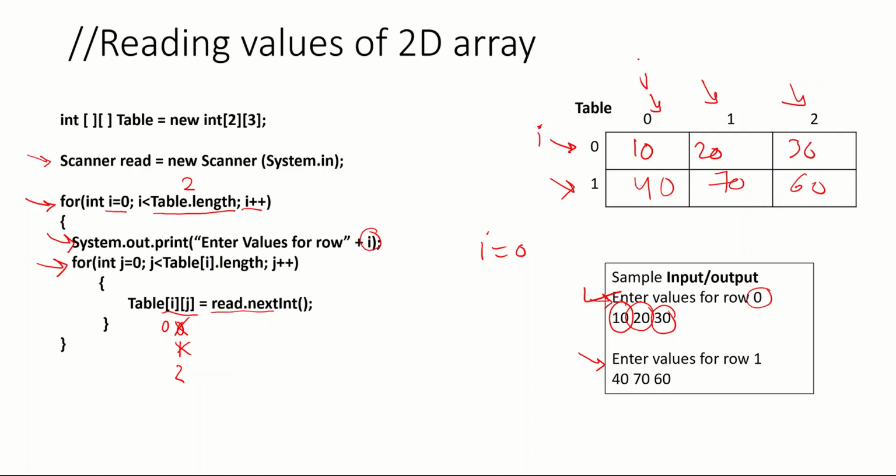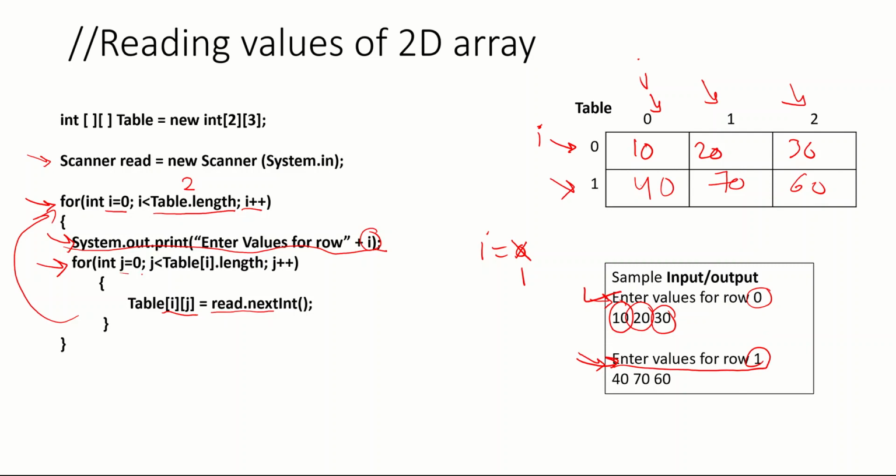So we are dealing with the first row and reading the numbers. Once you are done with your j loop, you are done with the first iteration of the outer loop, so we go back and start the second one. I now moves and has the value 1. The first statement we do is output this message, enter values for row i, which means enter values for row 1.